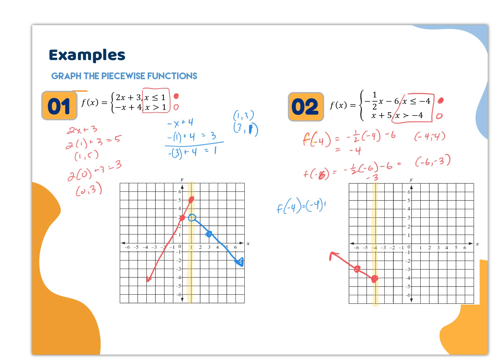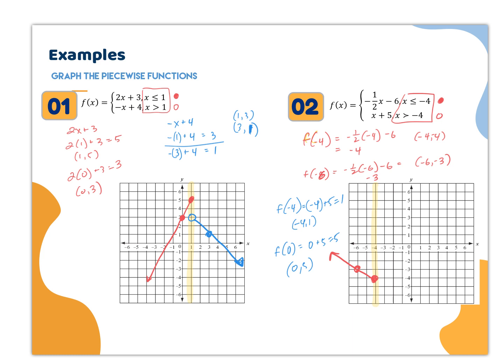Negative 4 plus 5 equals 1. So negative 4, 1 is an ordered pair. And let's do 0, because 0 is greater than negative 4. So 0 plus 5 is 5. So 0, 5 is another ordered pair.